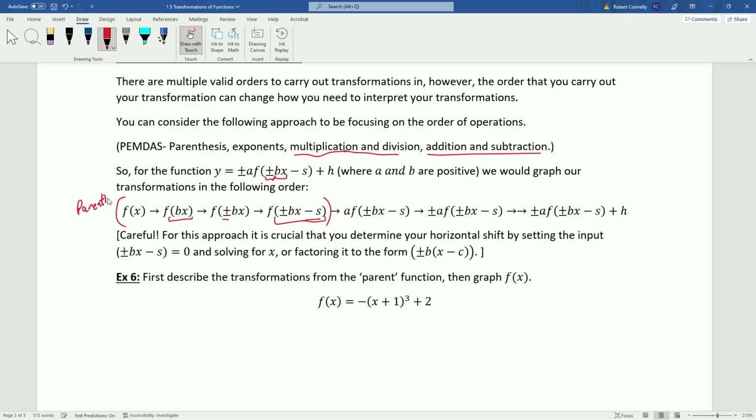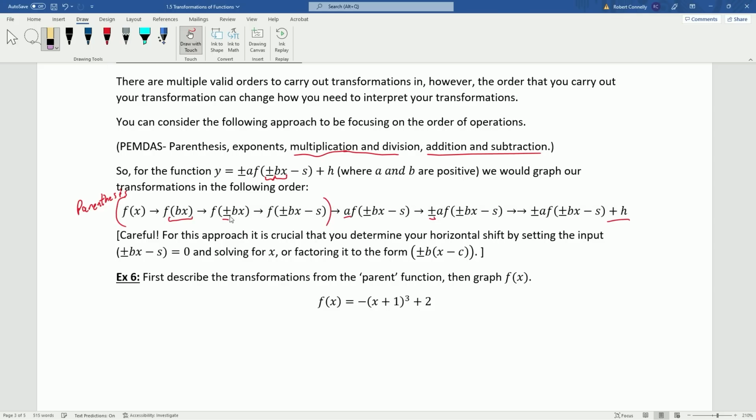So we were doing parentheses first, and inside the parentheses, we use the order of operations to deal with these transformations first. Then outside of the parentheses, we've got multiplication again, a times the function. And then multiplication again, plus or minus 1 times a times the function. That's our reflection over the x-axis. And then addition and subtraction at the end, right? So this approach is just the order of operations carried out on your transformations.